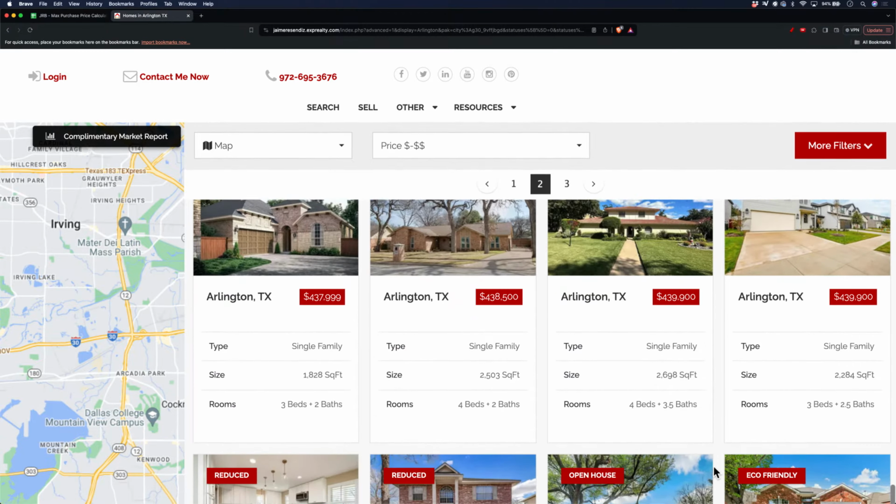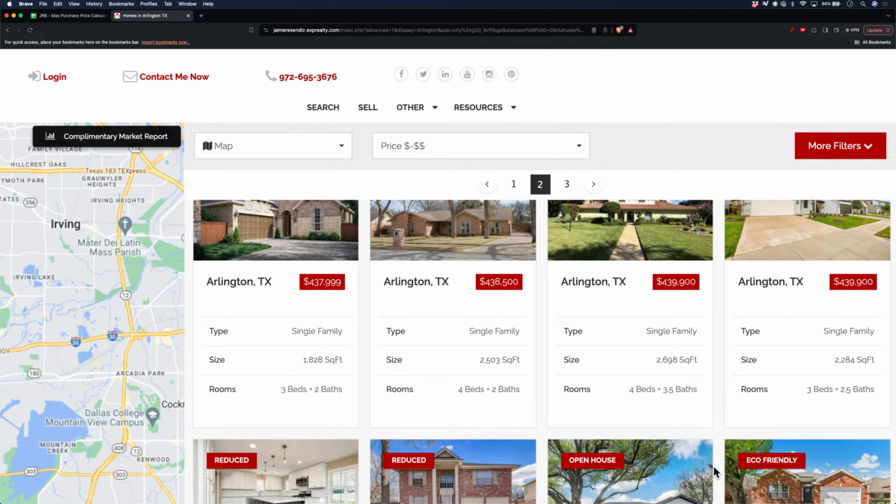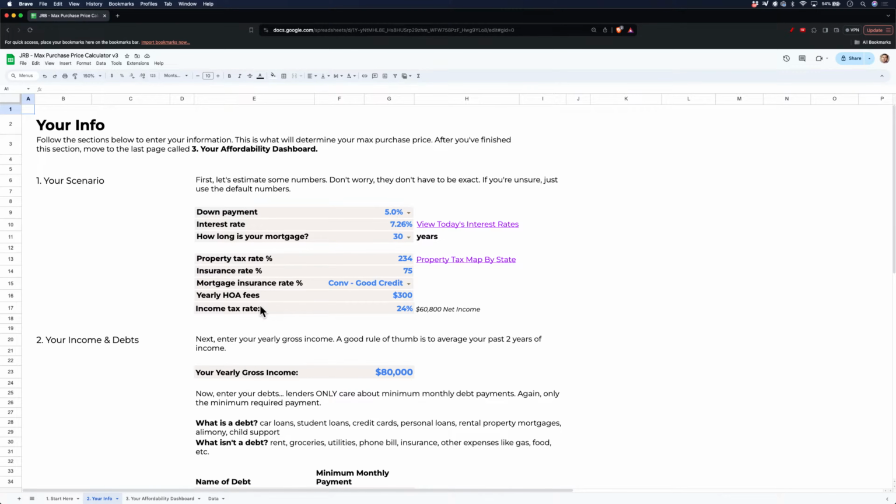All right, I think that is enough. We're not going to spend a ton of time here. It's time to get to work. It's time to figure out how much we actually need to earn in order to purchase a home in Arlington. That is our mission for today. Remember, we're shooting for $420,000, specifically in Arlington, Texas. How much do we need to earn?